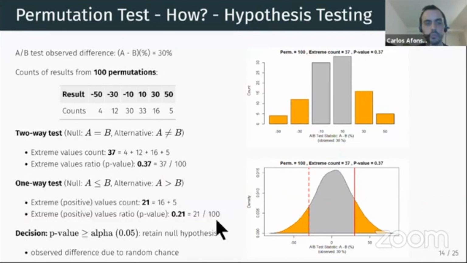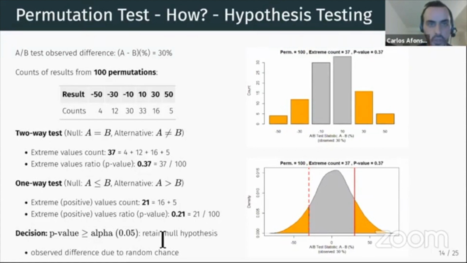Okay? So what would be the decision? For both cases, actually, the p-value is very large. 0.37 and 0.21 are larger than the alpha that we normally consider, 0.05. So we have to retain the null hypothesis, and we have to conclude that the observed difference is just due to random chance. There's no real difference between the groups A and B. Okay.